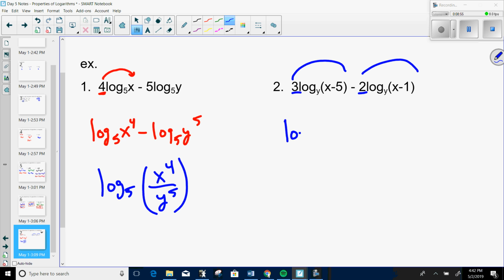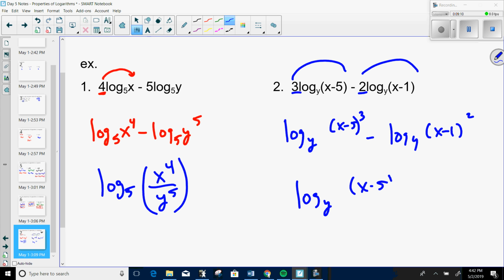This becomes log base y of x minus 5 to the 3rd minus log base y of x minus 1 squared. Now I can do the division, log base y of x minus 5 cubed over x minus 1 squared. And that is condensing.